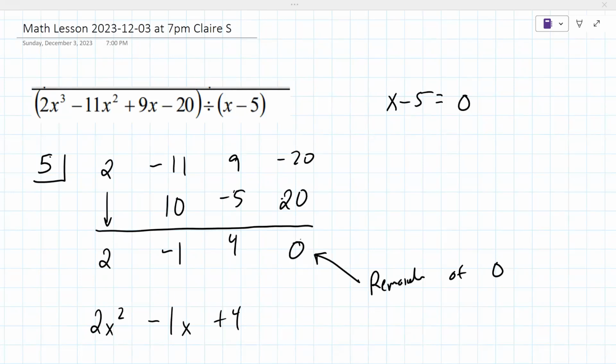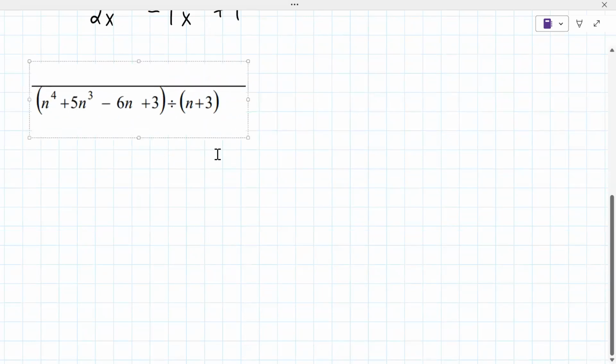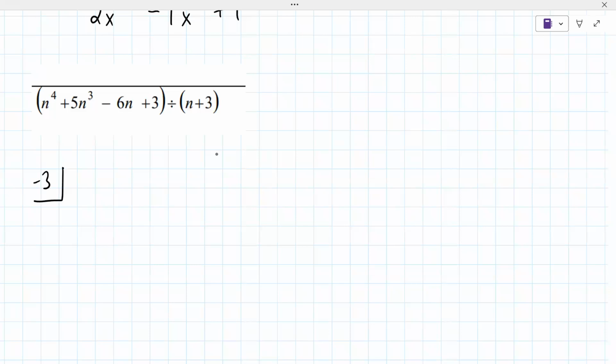So let's try something a little bit more complicated here. Here is a new problem for us to look at. Can you tell me what number goes in the box here, please? -3. Okay, and then what are the coefficients? 1, and then 5, -6, and then 3.